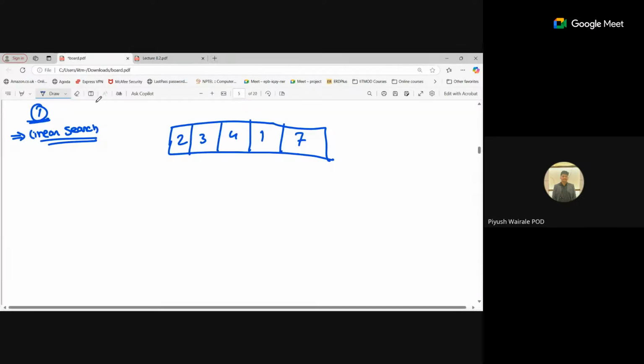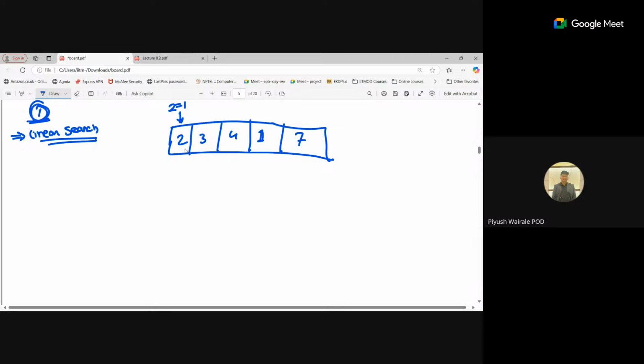So first, tell me, if you want to find out whether 1 is present in this list or not, what process are you going to follow? Forget about linear search and binary search for now. In general, what process will you apply? Yes, anyone? Sir, we can compare with each element. Okay. So we take the first element and compare whether it is equal to 1, our required element. If that is true, then we can say my element is found.